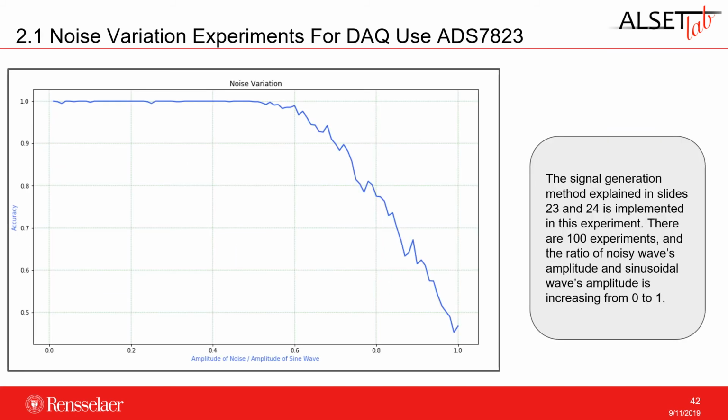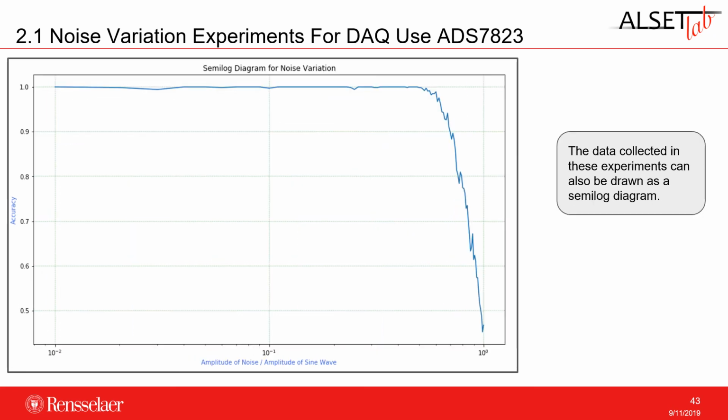And secondly, we also performed the noise variation experiment for ADS and PCF. First, for ADS7823, the signal generation method explained in slides 23 and 24 is implemented in this experiment. There are 100 experiments again, and the ratio of noise wave amplitude to sinusoidal wave amplitude is increasing from x to 1, as shown in the x-axis of this graph. The data collected in this experiment can also be drawn as a semi-log diagram.